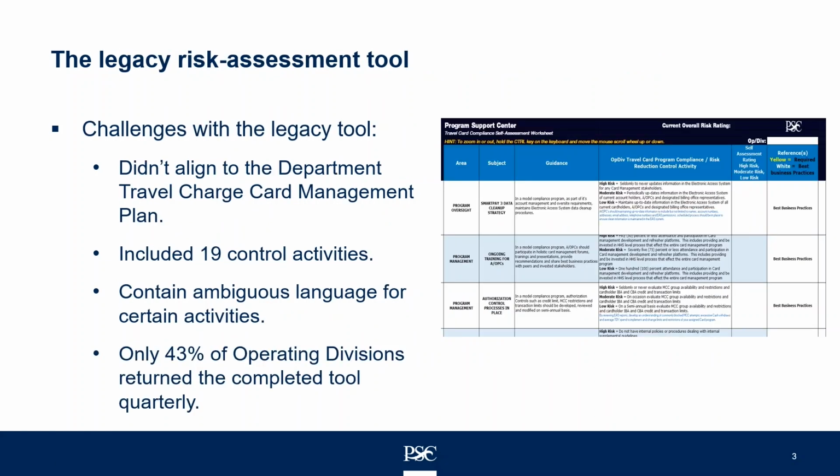The legacy risk assessment tool has been used for the last several years, but has had some challenges. Some of the challenges with the legacy tool include not aligning with the travel charge card management plan. It included 19 control activities, contained ambiguous language for certain activities, and only returned 43% of the operating divisions for completed tools.